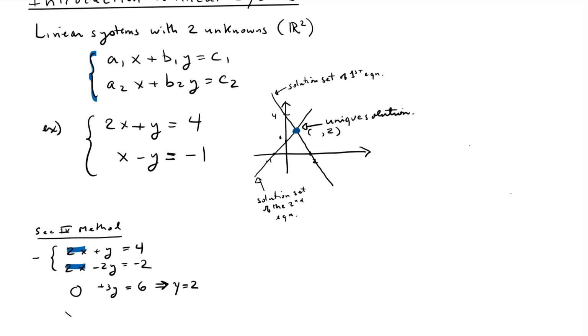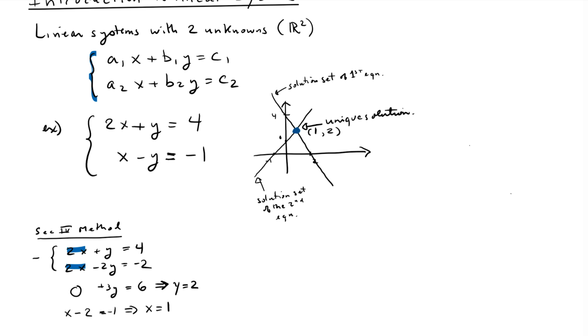So if I take maybe the second one, I know that x minus y, but y is 2, that's minus 1. So that's going to imply that x is 2 minus 1, so x is 1. So the x coordinate actually is 1. So (1, 2) is the solution of my linear system.